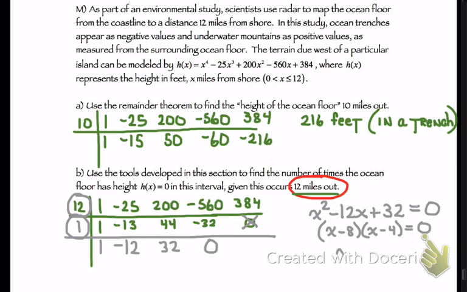Set them equal to 0. Well, it looks like I get 8 and 4 as those two. Obviously the other two that I found were positive 12 and positive 1. So I would say that the ocean floor has a height of 0 at 8 miles out, 4 miles out, 12 miles out, and 1 mile out.